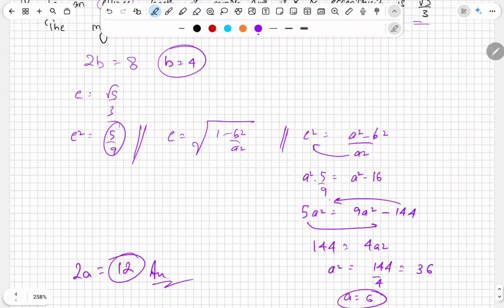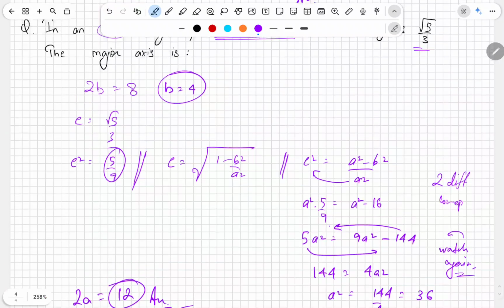This was a question that required 2 different concepts. If you found it confusing, please rewind and watch it again. This type of question can be asked in your examination.